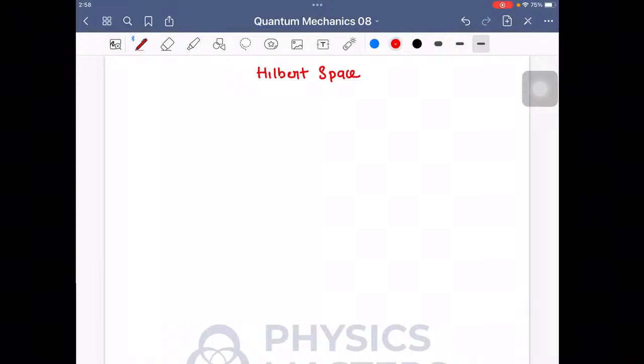Hello everyone, we are going to start our class. In the last three classes, we were discussing particle in an infinite one-dimensional box. Now we have one more class related to the particle in an infinite box. Before that, we have to learn some formalism.